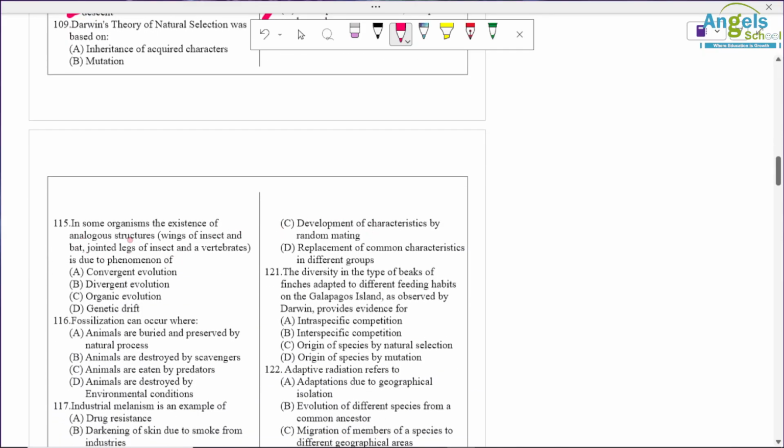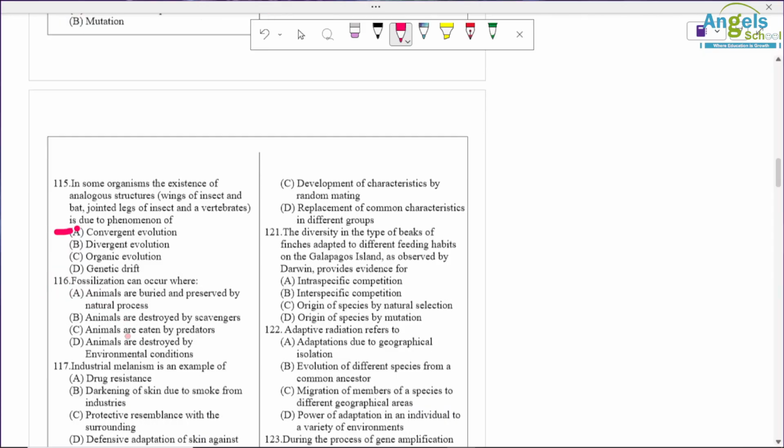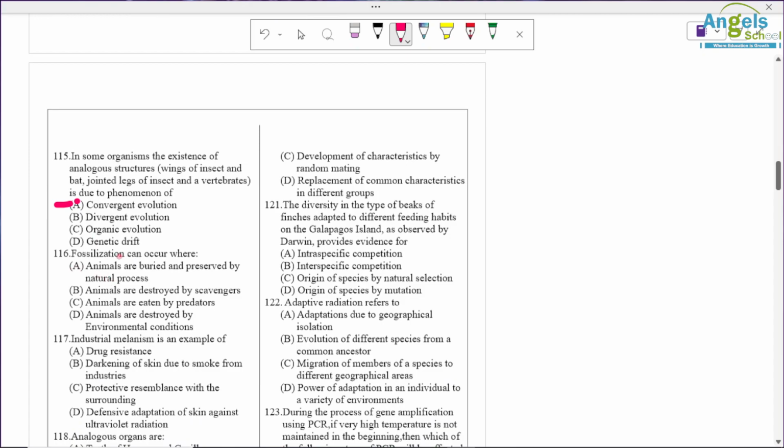In some organisms, the existence of analogous structures, such as wings of insect and bat, is due to the phenomenon of convergent evolution.